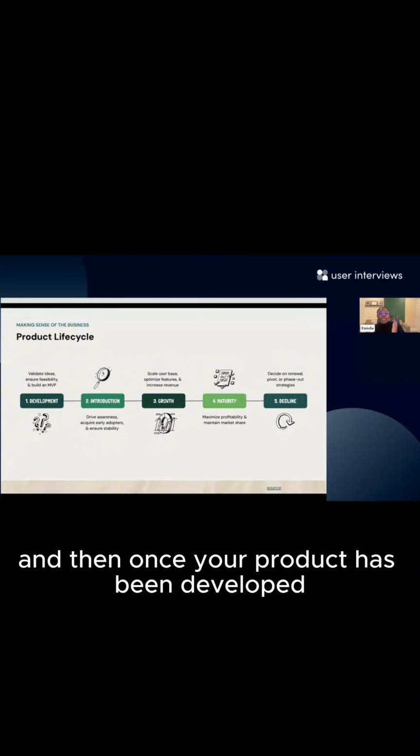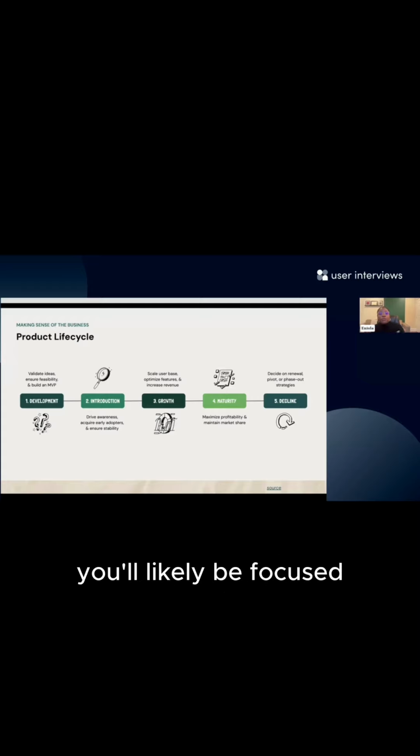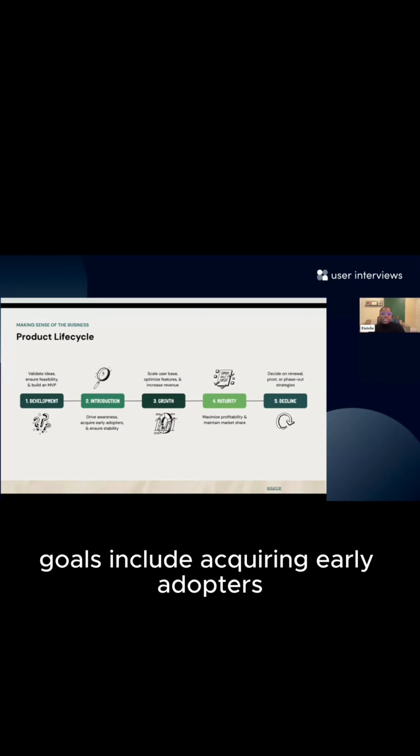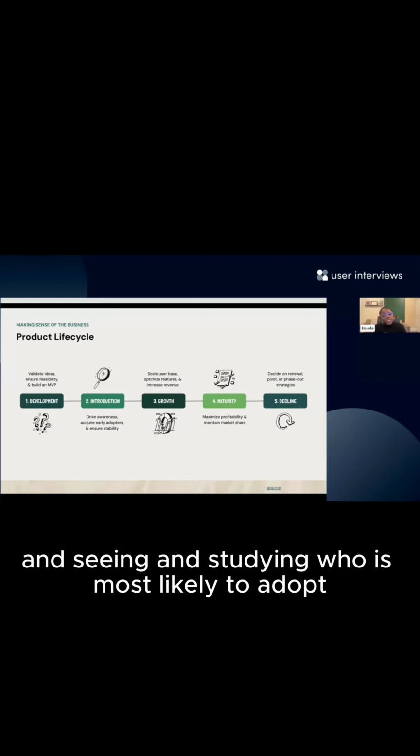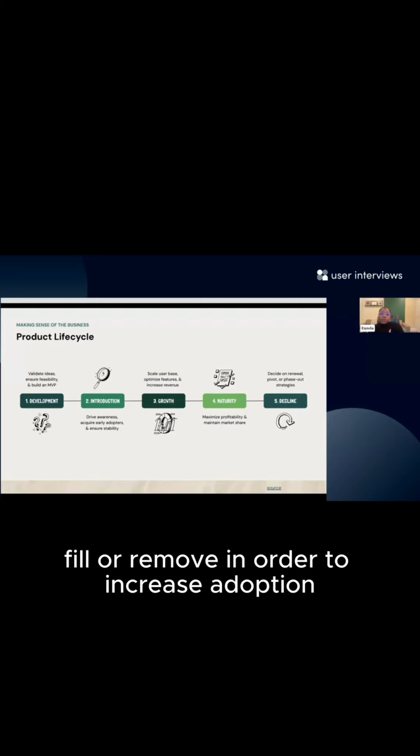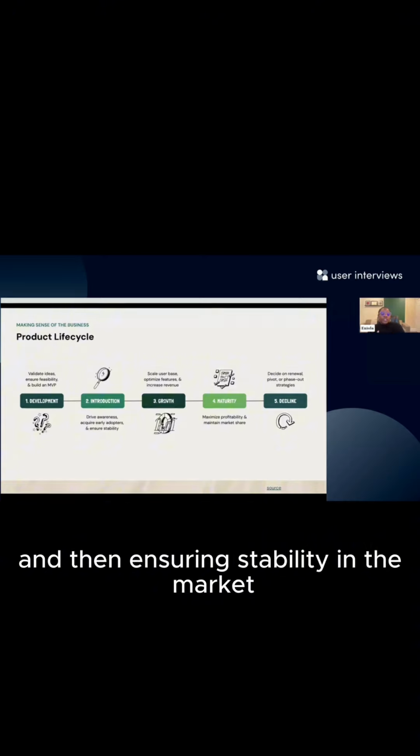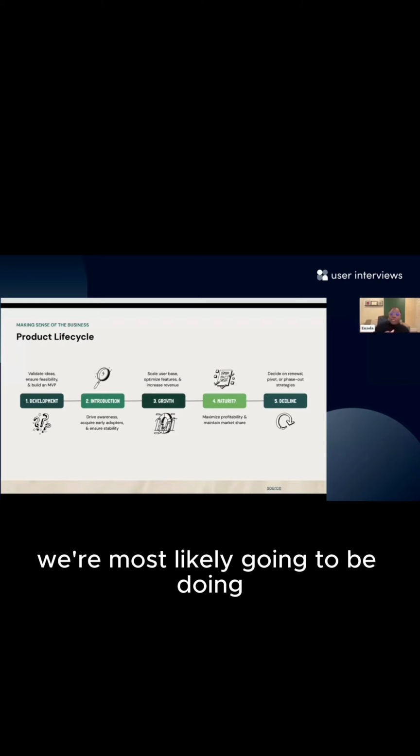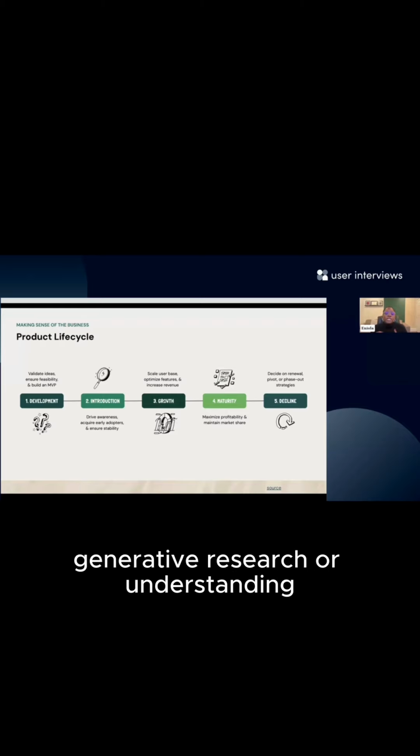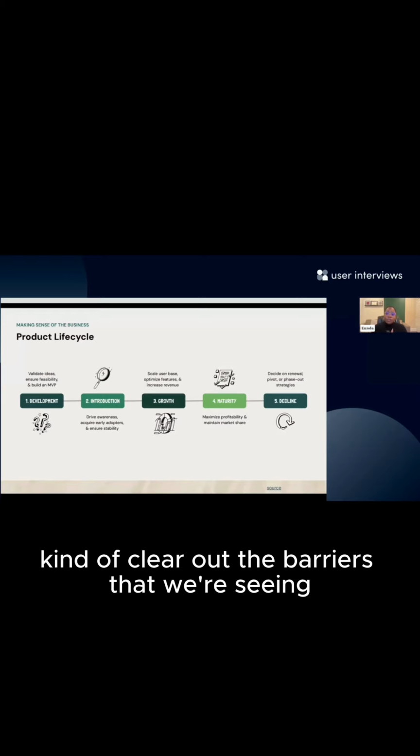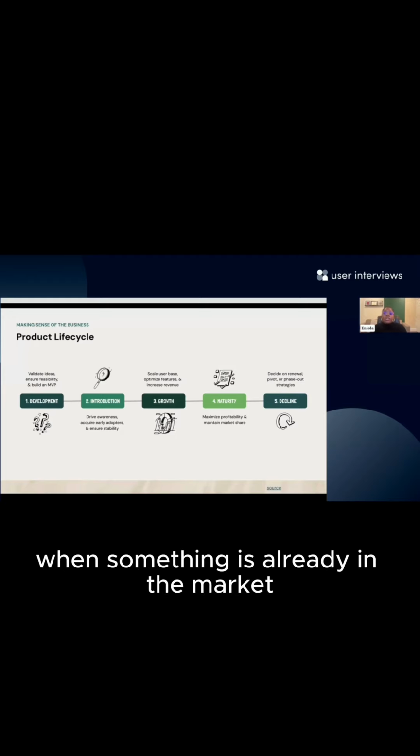And then once your product has been developed, you'll likely be focused on introducing it to the market. So these are things like driving awareness. Goals include acquiring early adopters and studying who is most likely to adopt and what are some of those barriers and gaps that you can fill or remove in order to increase adoption, and then ensuring stability in the market. So as a researcher, when a product is in the introduction phase, we're most likely going to be doing generative research or understanding how people are responding to it, and trying to clear out the barriers or pain points that we see when something is already in the market.